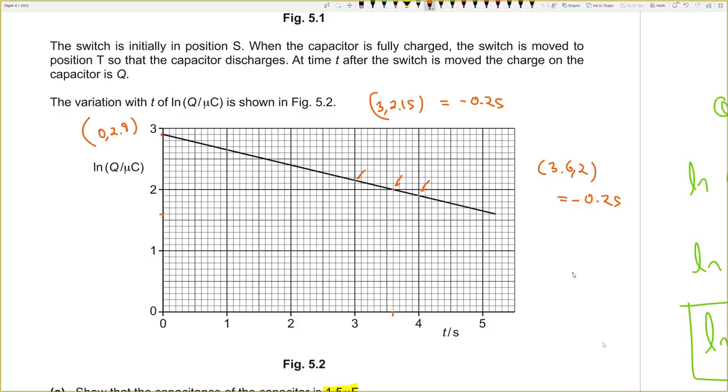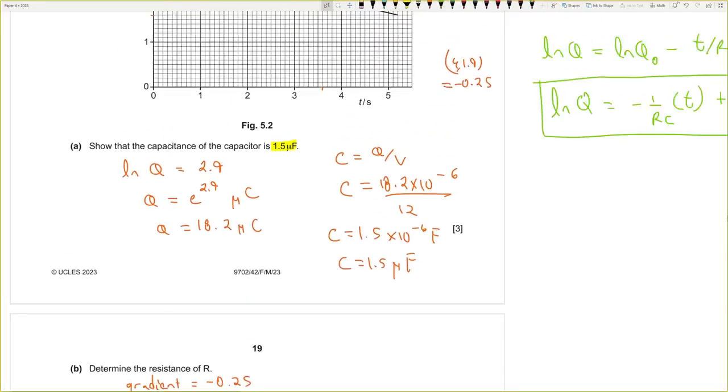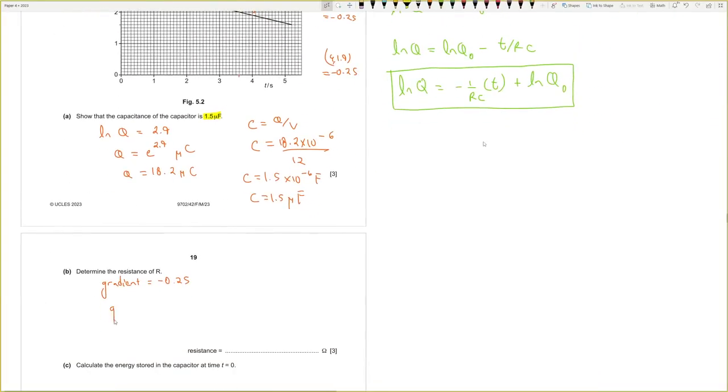4 and 1.9. So that's 2.9 minus 1.9 divided by 0 minus 4. That also gives you a value of minus 0.25. So any point works, okay? Just find out the gradient. So the gradient happens to be minus 0.25. And by writing this equation on the right, you could also state that the gradient is equal to minus 1 by RC. So minus 1 by RC is equal to minus 0.25.